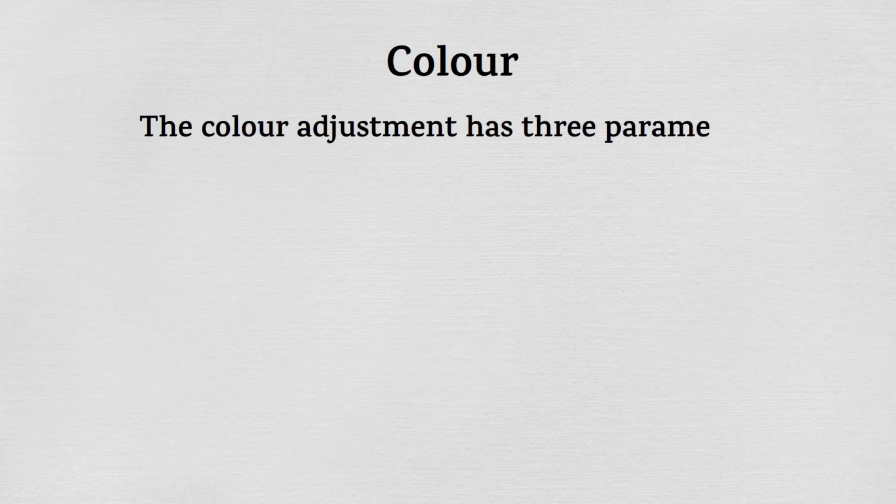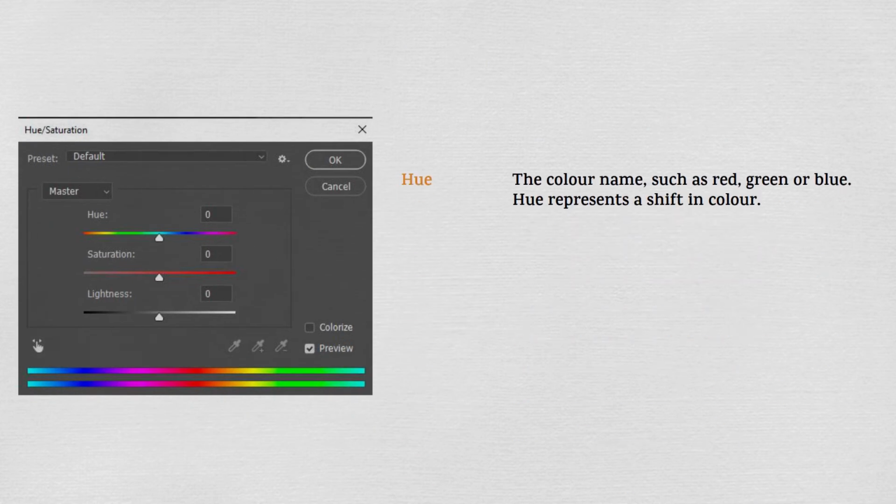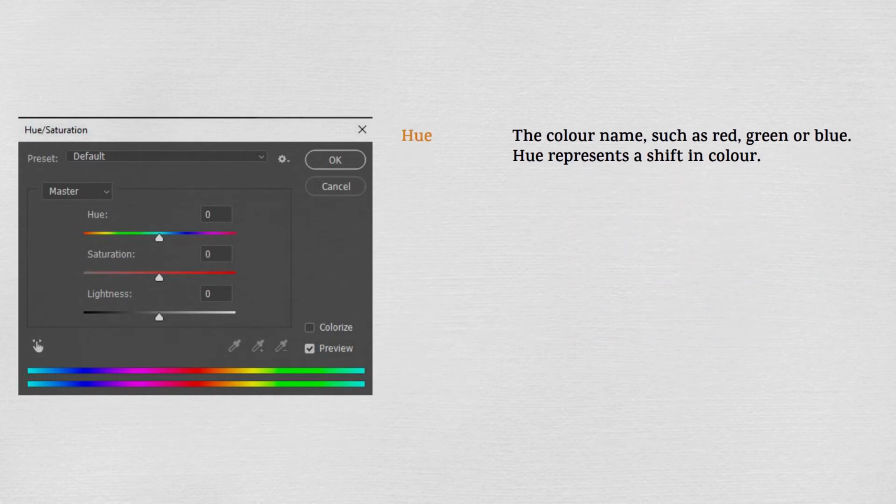The color adjustment has 3 parameters: hue, saturation and luminescence. Hue means the color, basically the color name. We say red, green, blue, yellow, whatever color we say, that name is what hue is. Hue represents a shift in color. So when we say we change the hue, it means that we are shifting from red to green or green to blue. So hue is basically the name of the color.